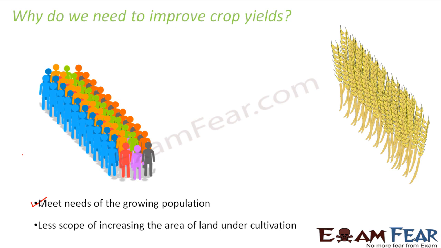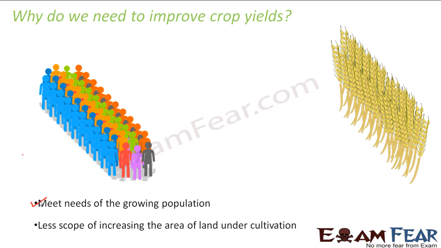Correct? So the first thing is that the population is increasing even now. India is a very populous country, right? So the population is continuously increasing. And also we do not have the scope of increasing the cultivation area. So that means the area is remaining almost fixed, but the number of people are increasing. So that means in that same area we need to increase the production of crops.